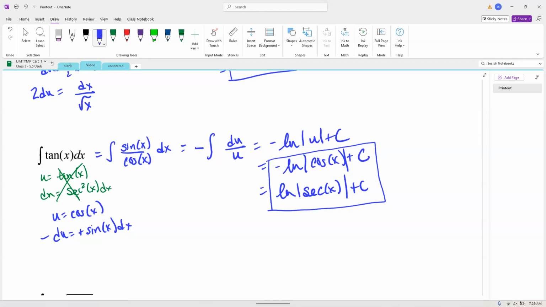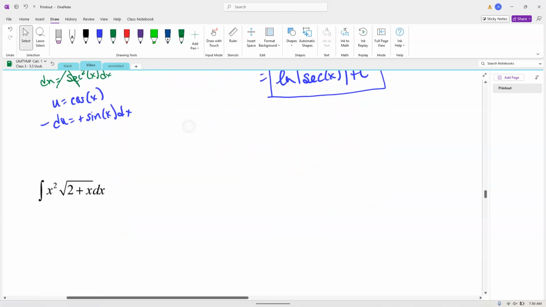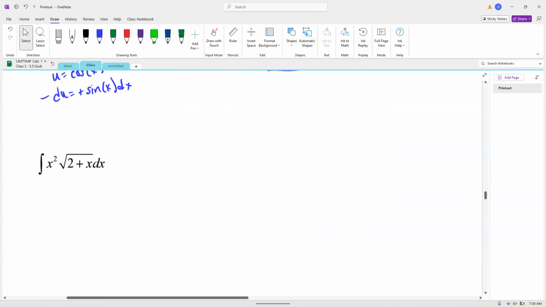Yay! Now we know how to find the antiderivative of tangent. Use substitution. Last example for this video is going to be this one. So this looks a little wonky.